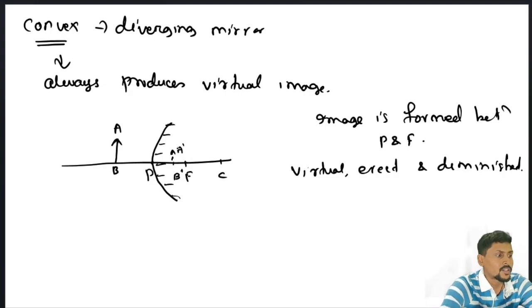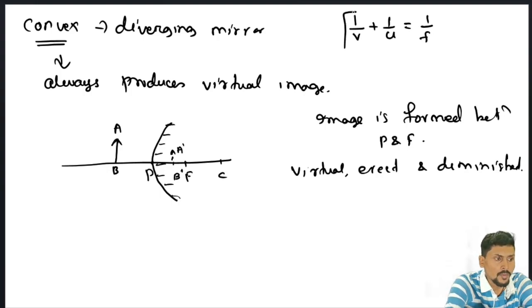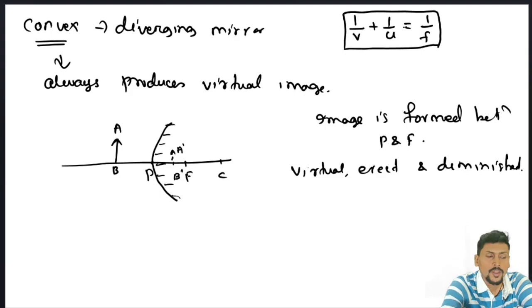Next, I will discuss the mirror formula. So all of you know about the mirror formula. 1 by v plus 1 by u is equal to 1 by f. And using the mirror formula, we can find the image position for a spherical mirror if we know the object position and the focal length of the mirror. Okay, so if we solve questions using this mirror formula, then your concept will be more clear.